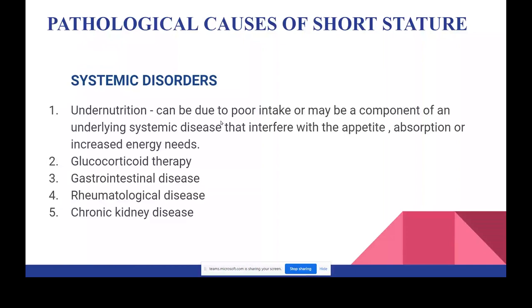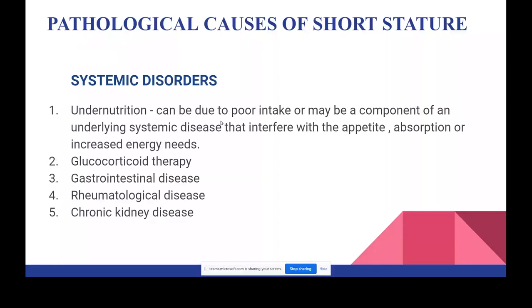As well as with these chronic disorders, they have a poor appetite, their absorption may be impeded, or maybe like a congenital heart disease, or their energy requirement is high. So we are not able to just give the required demand of the patient. The patient is unable to take the required demand for the body. So they are short, right?